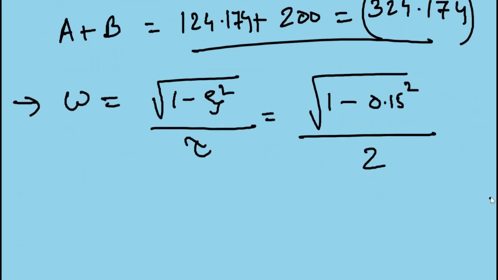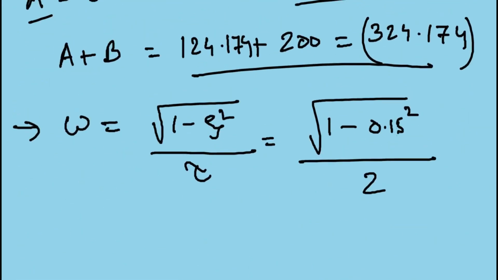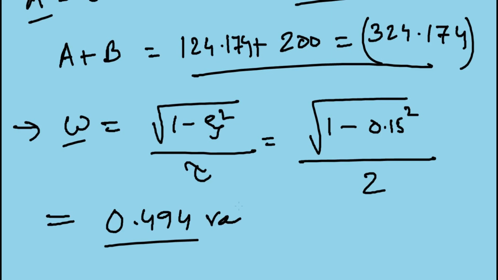Hence, what will this be? Root of 1 minus 0.15 whole square, divided by 2. What will this be equal to? If you do the calculation, you will get 0.494. This will be the value of omega. And what will be the units? The unit of omega is radians per second. This is for angular frequency.